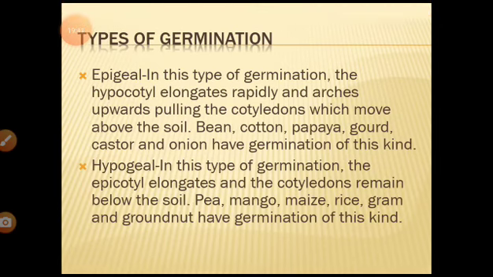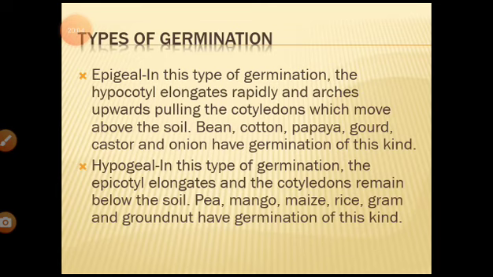Now, this is the last topic, types of germination. There are two types of germination. One is epigeal germination and the other is hypogeal germination. What is this? In this type of germination, the hypocotyl elongates rapidly and arches upwards, pulling the cotyledons above the soil. Bean, cotton, papaya, gourd, castor and onion have germination of this kind.